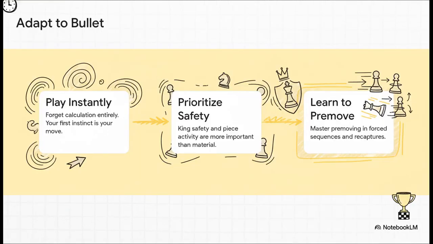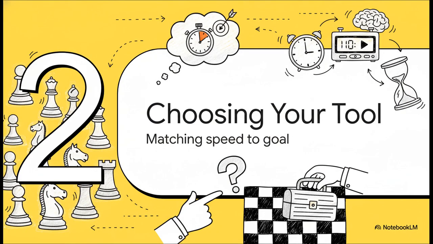If you do decide to jump into the chaos of Bullet, the rules for survival are pretty simple. Don't think, just play. Your number one priority is keeping your king safe and getting your pieces active. And you absolutely have to master the art of the pre-move, especially in those obvious recapture sequences. It's all about survival.